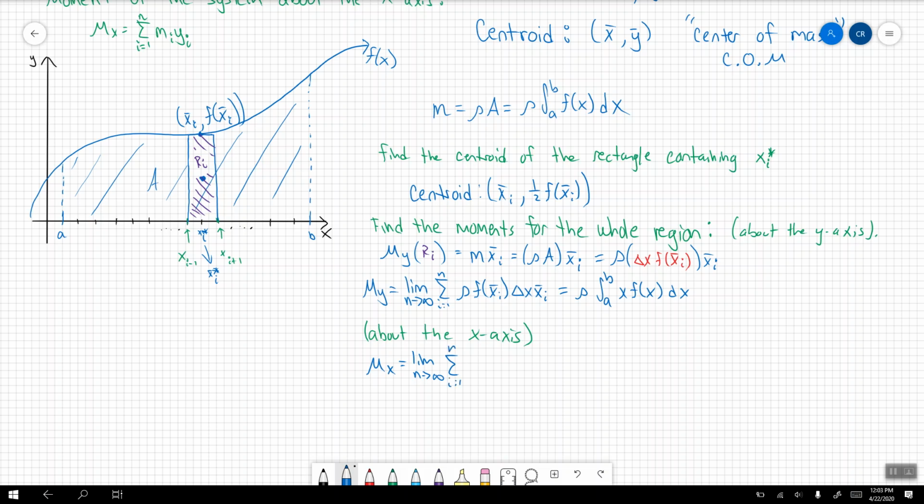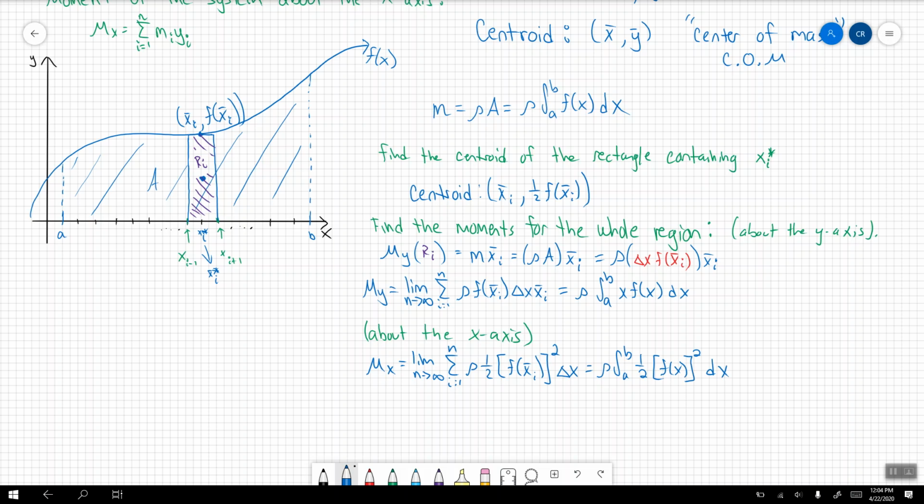So finding all of those y values, how they move away, this is just going to be rho multiplied by all of those centers of mass there, and that's just going to be 1/2 multiplied by the function at x bar sub i squared, delta x. And again, this is a Riemann sum, so this is going to be rho multiplied by the integral from a to b of 1/2 multiplied by f of x squared dx. So these are all the moments about the x-axis.